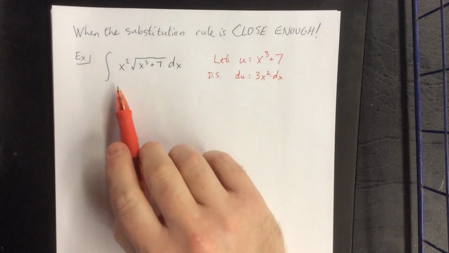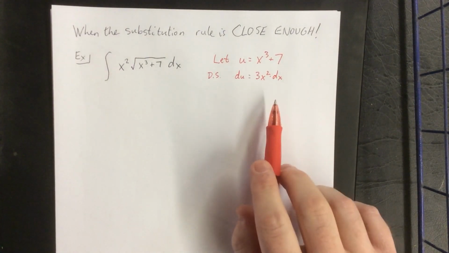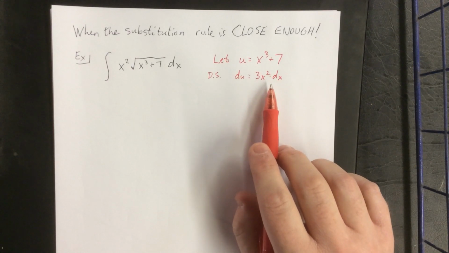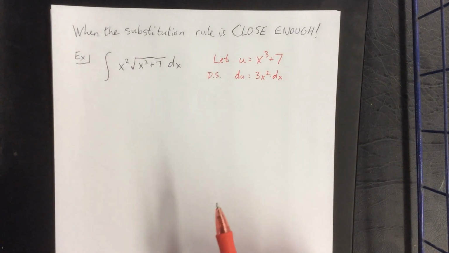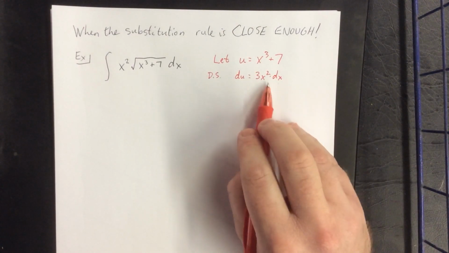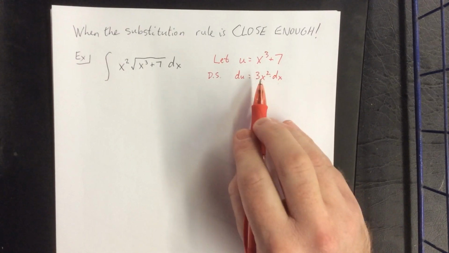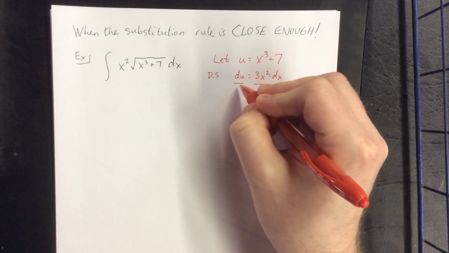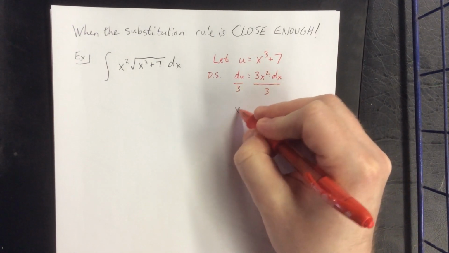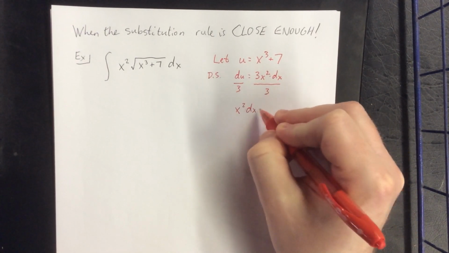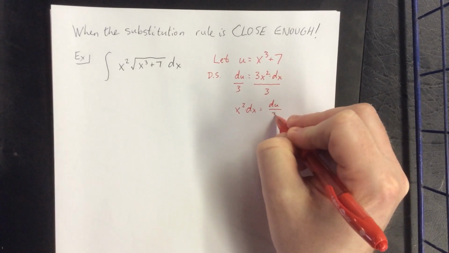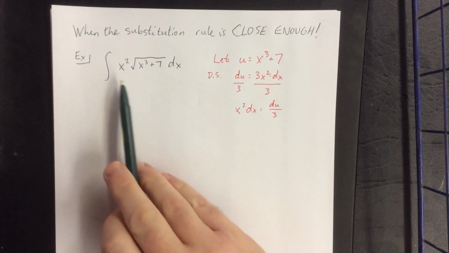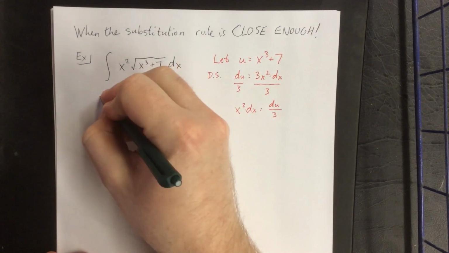You'll notice that in the integral we don't actually have a 3x squared dx, but we do have the variable parts, the x squared and the dx. This is a situation that I refer to as close enough. As long as the variables are working out okay, the constant multiple doesn't matter nearly as much, because constant multiples can be moved inside or outside of an integral at will. So I can perform a substitution on the x squared times dx.